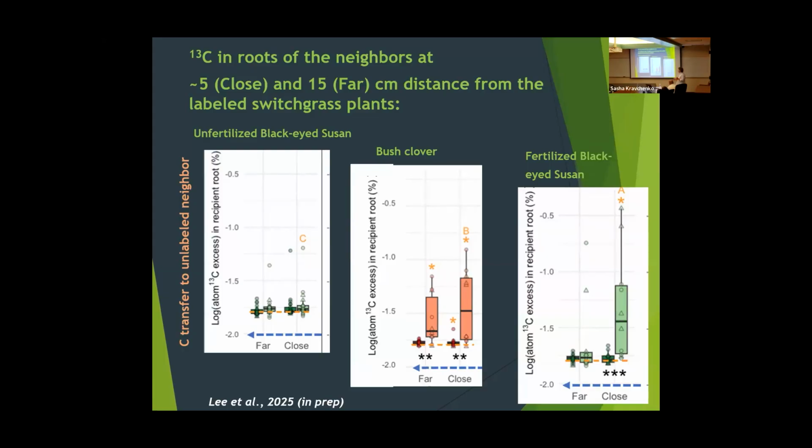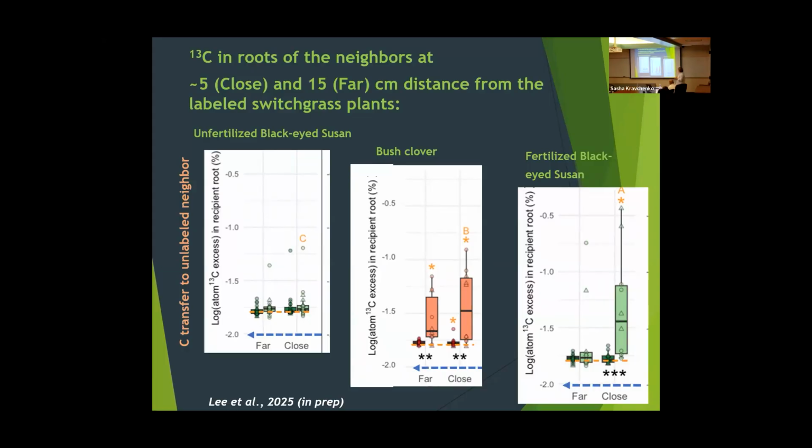One thing I should tell you is that in this box, what Jinho did, he collected those root and soil samples at 2 locations. One location was very close to the labeled plant, like 5 centimeters away, that's the close location. And one location was like 15 centimeters on the other side of the box.